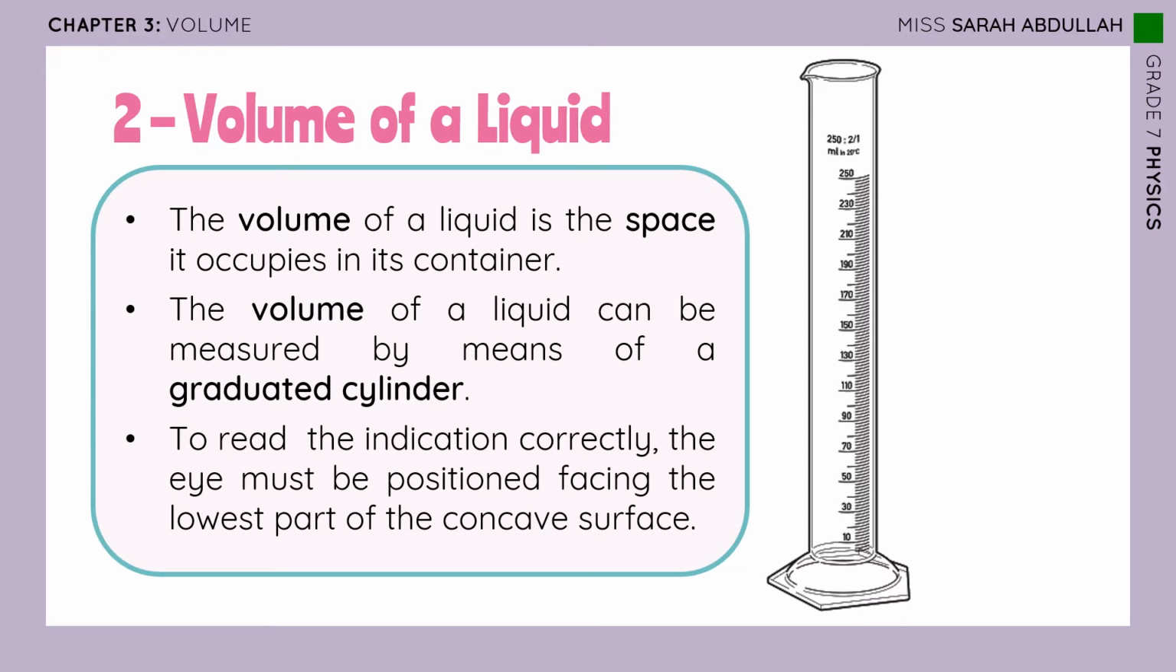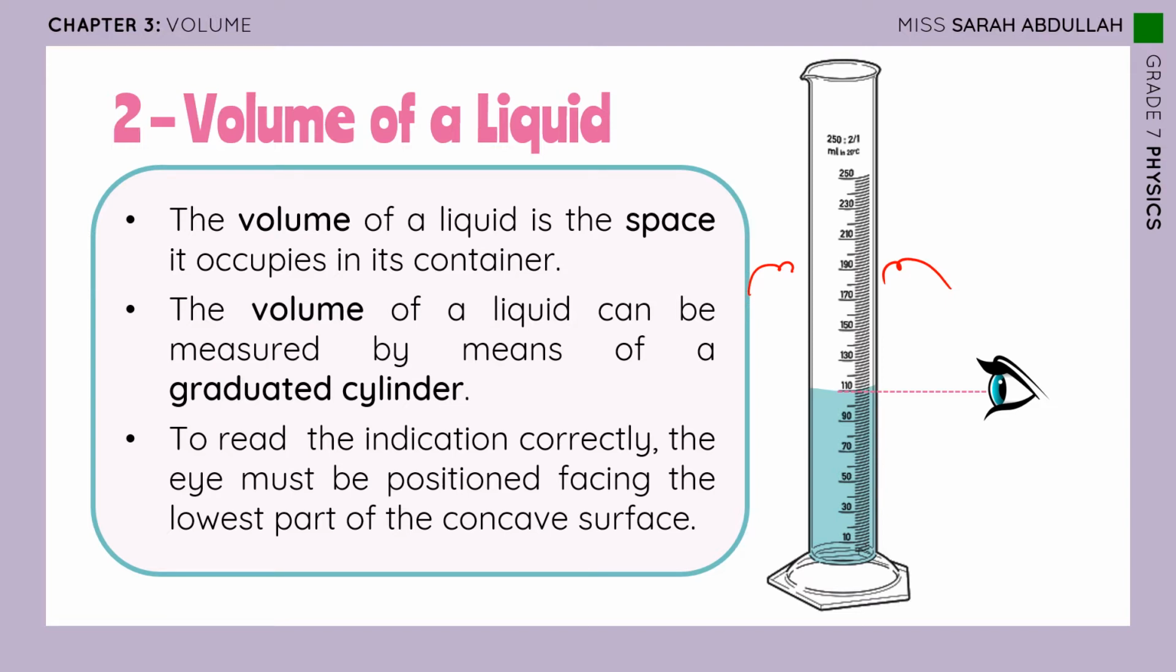Now, the volume of a liquid, we said it is the space it occupies in its container, like how much space it actually takes in this container. Okay, so the volume of a liquid can be measured by means of a graduated cylinder, just like this one. So we place the liquid inside the cylinder and we simply read the value that we get. But where should we place our eye? Facing the liquid, at the same level of the liquid.